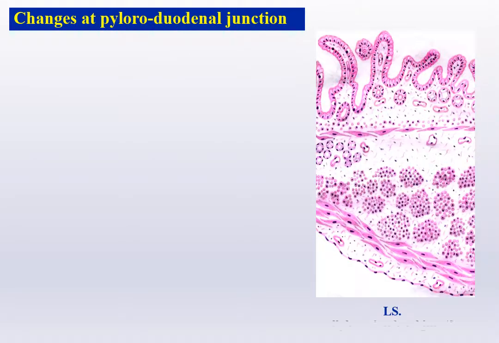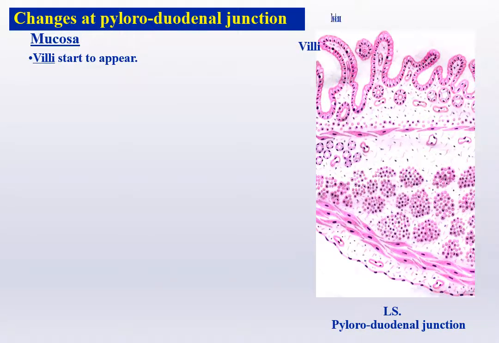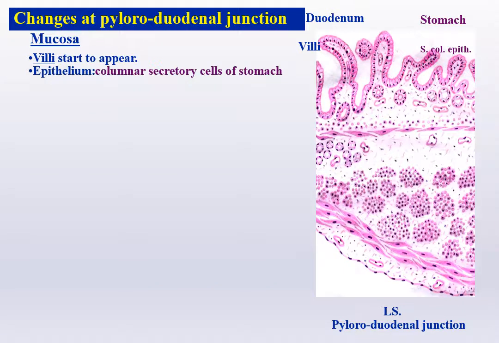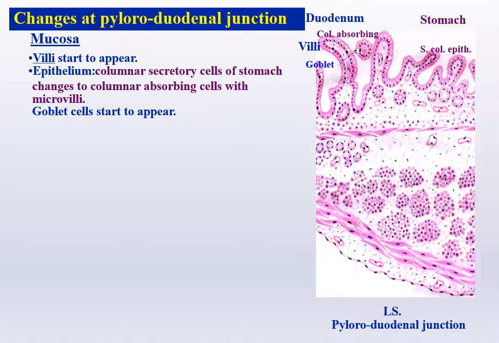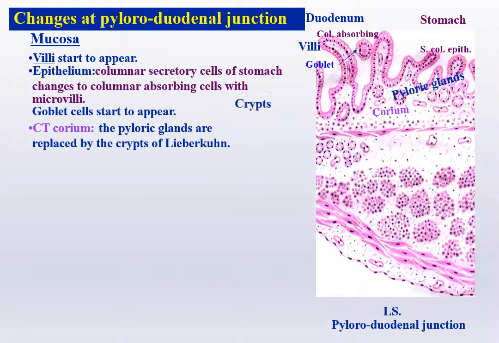Changes at the pyloroduodenal junction. Mucosa. The villi start to project above the surface. The lining epithelium, columnar secreting cells of the stomach, changes to columnar absorbing cells. Goblet cells start to appear. Corium. The pyloric glands are replaced by the crypts of Lieberkühn.